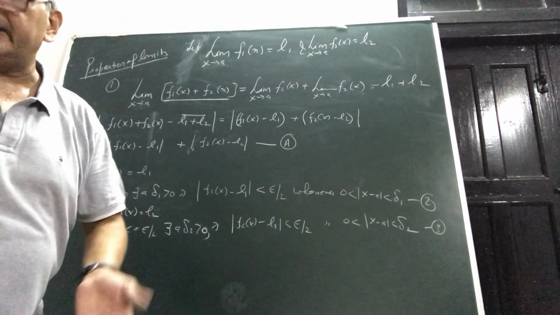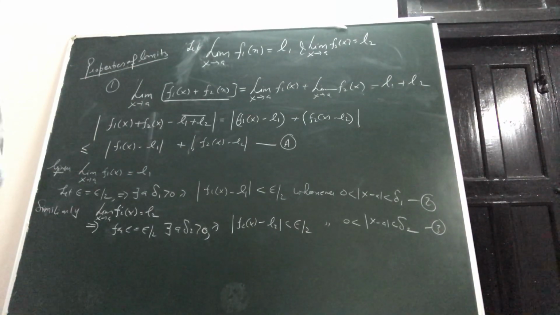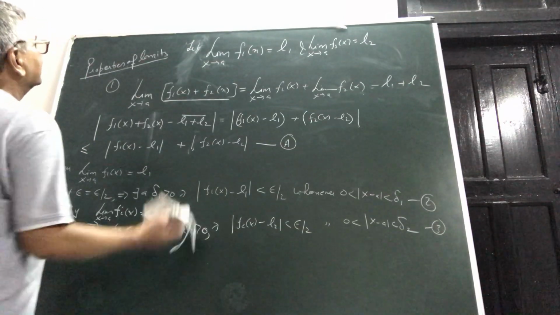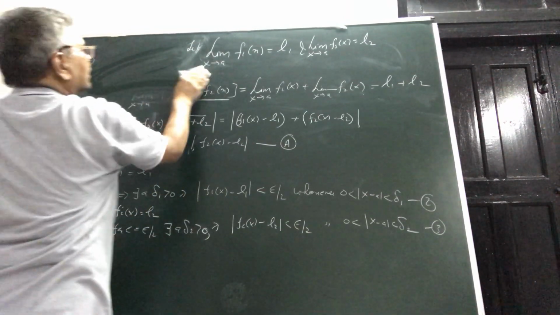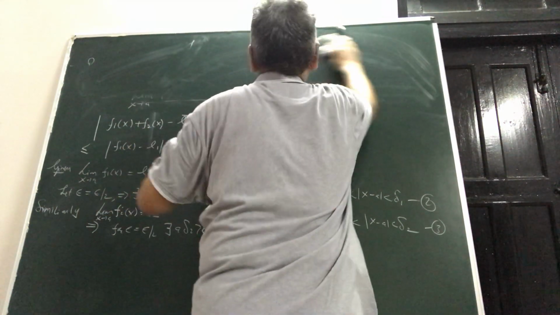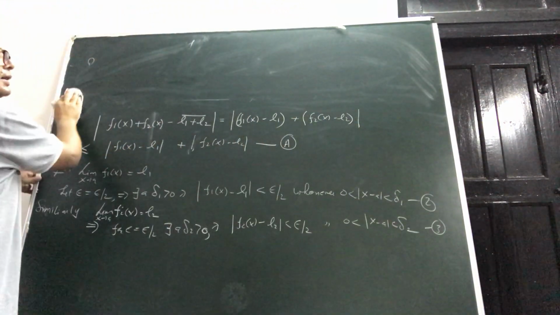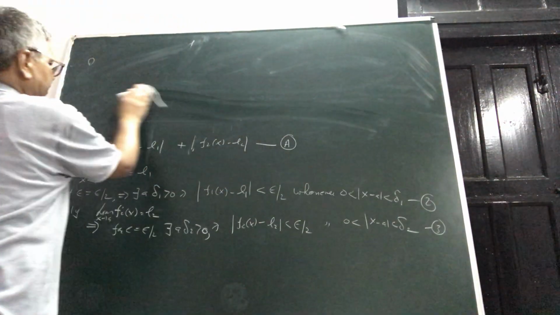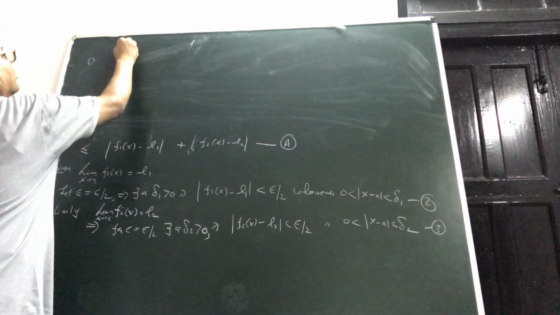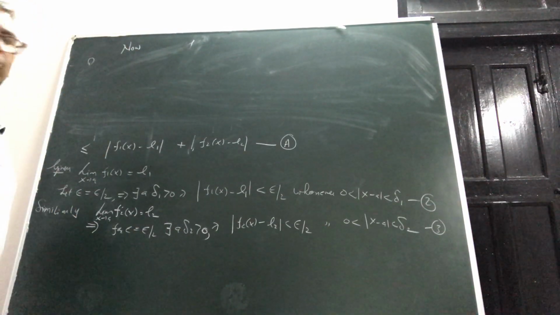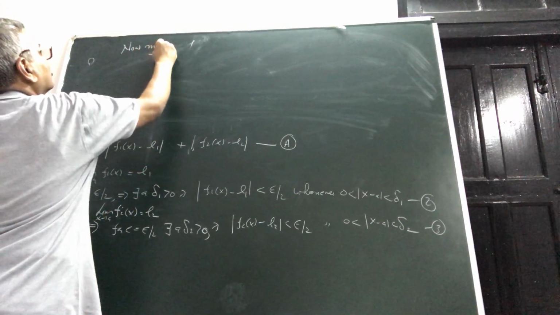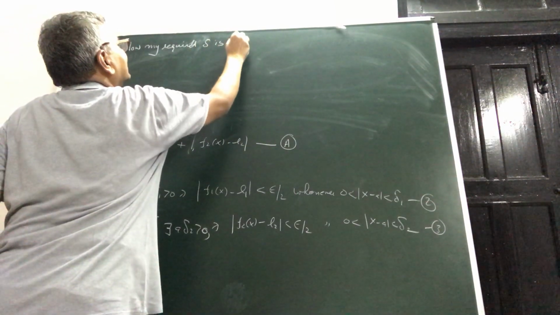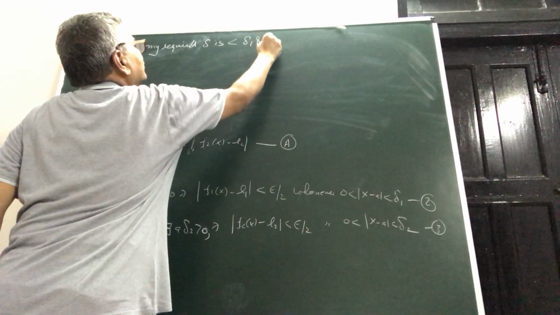Now see, that will be my required delta. What I am doing is rubbing here so that you can see things clearly. Even I will rub this and keep only my equation A. Now my contention is that my required delta is less than delta 1 and delta 2 both.